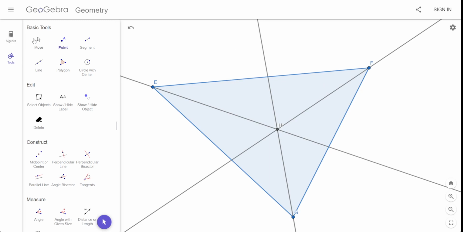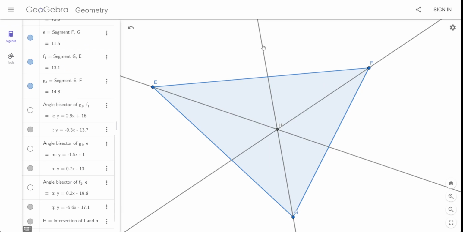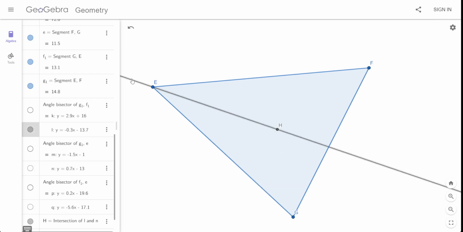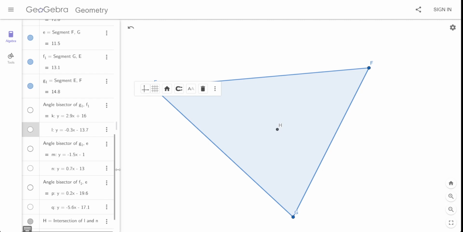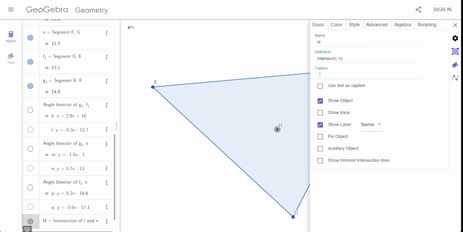So now what I'm going to do is I'm going to get rid of all those other lines. So let's get rid of this line right there. Let's get rid of this one. That's right there. And let's get rid of this one. And that's right there. All right. So that point right there is the incenter. And let's change, we'll put the name, instead of calling it H, let's call it incenter, just so we remember.